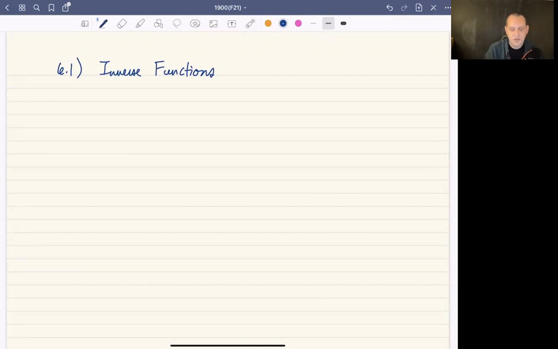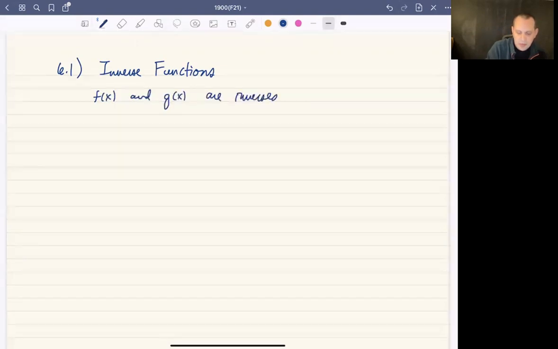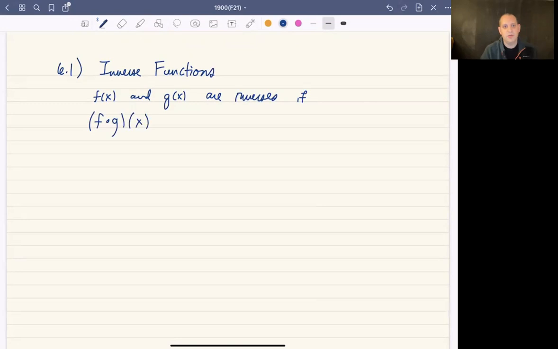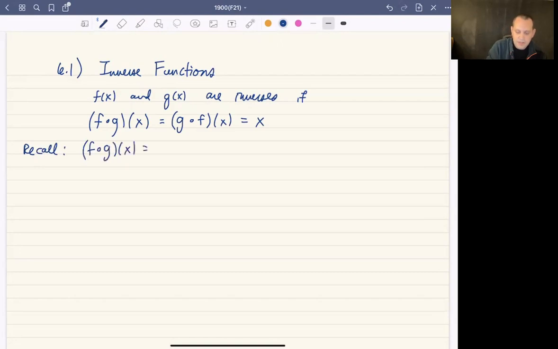So an inverse function: two functions f and g are inverses if f composed with g, this is inverses with respect to composition. Whenever anyone talks about an inverse function, they mean it in this sense. So f composed with g and g composed with f are both just x. And just recall that f composed with g, for example, means f of g of x. That's just the notation of what a composition of functions means. That's probably familiar, but just in case.